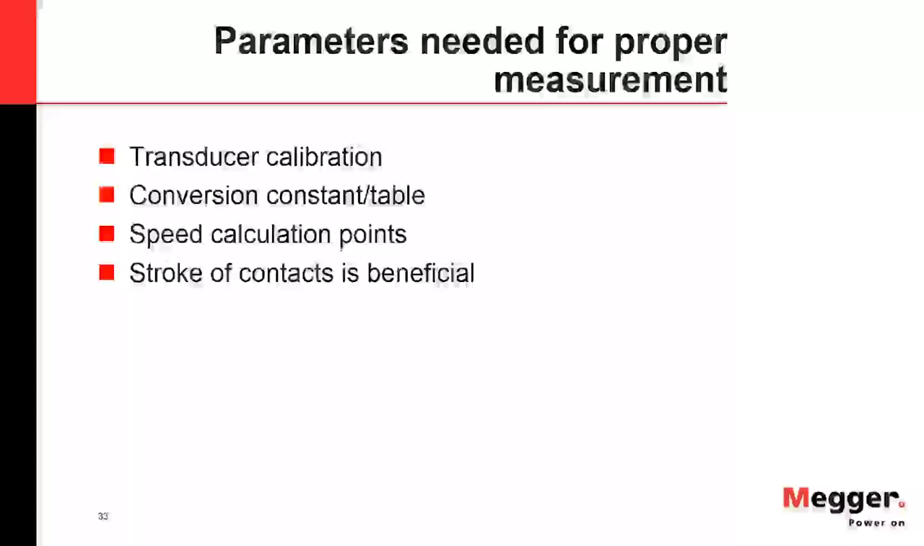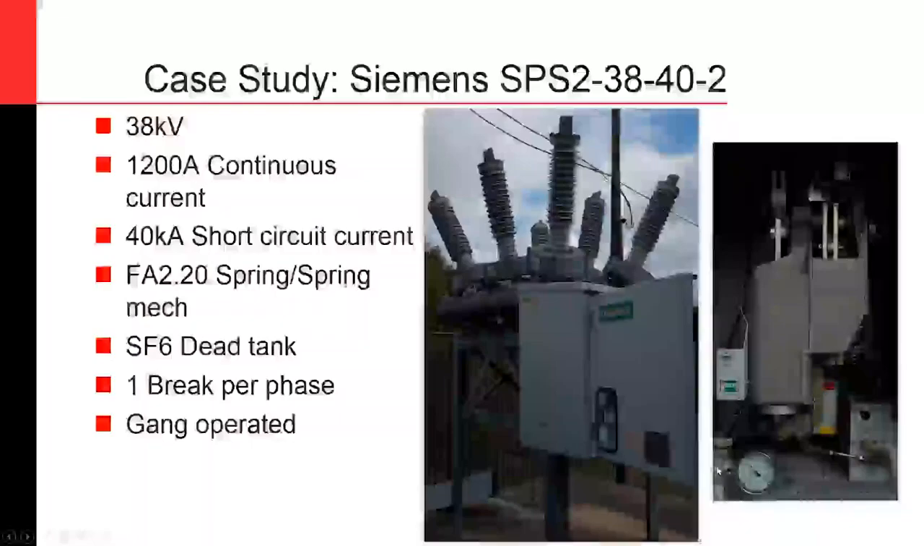And then also, if you do have some information about the stroke of the contacts, it's very beneficial because that's the first thing I always check. If my velocities are weird, I go in and see, hey, what is the stroke of the breaker? Am I measuring the correct stroke? No, I'm not. Okay, something's going on here. Or yes, I am. Let's see if we've got the wrong speed calculation points, or if this breaker is just operating slowly. So that's kind of an intro to the different types of transducers and some different connections.